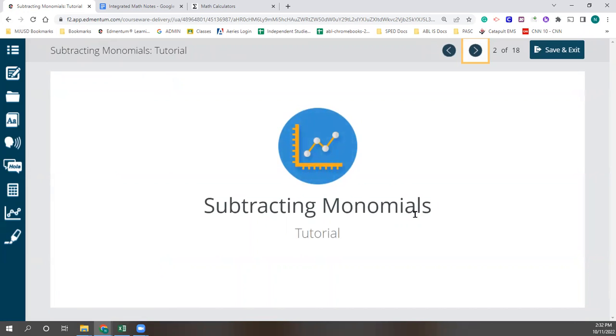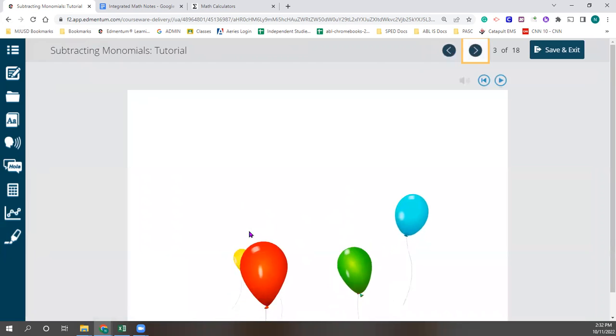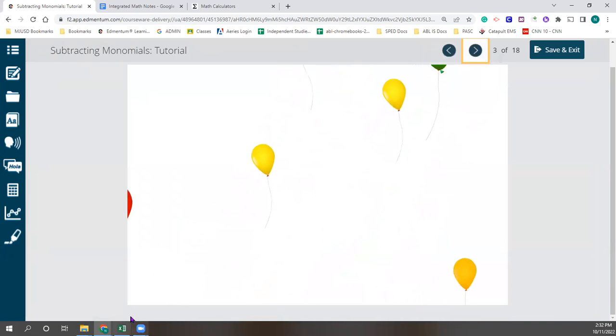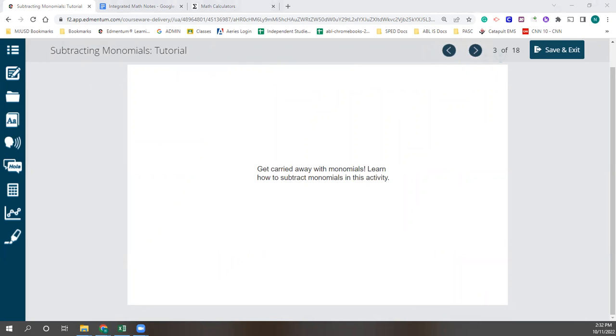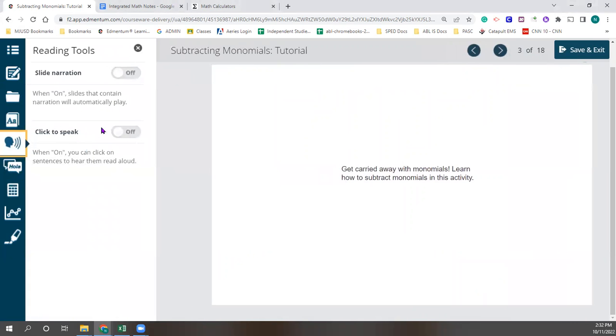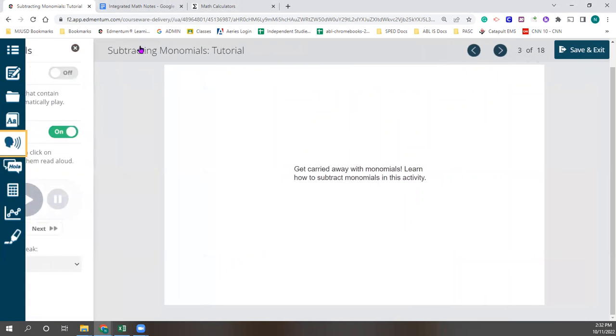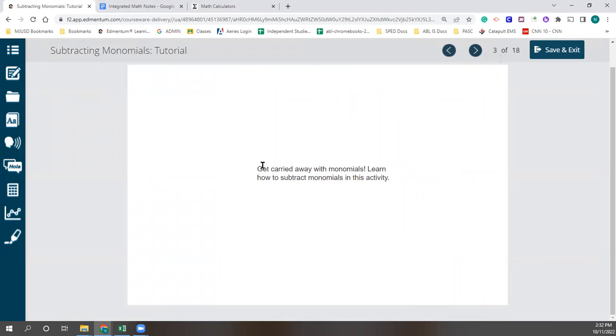Subtracting monomials. Whew. I need to turn up my volume. Okay. One of the tools that I highly recommend is this click to speak. And I noticed that it does not work in this tutorial. So some of these things I have to read.